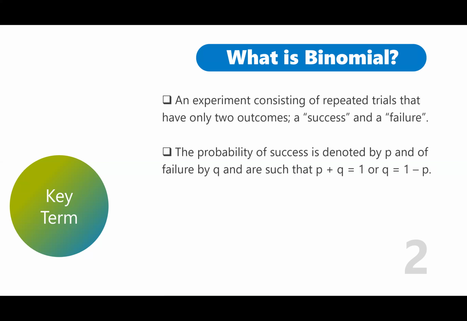Since we say that total probability is equal to 1, it means that if P and Q are exhaustive, P plus Q must give you 1. And therefore, Q will be 1 minus P. So that is a key relationship there in binomial.